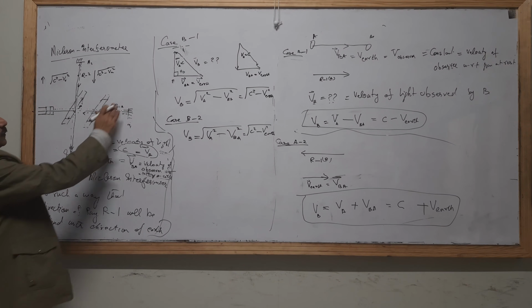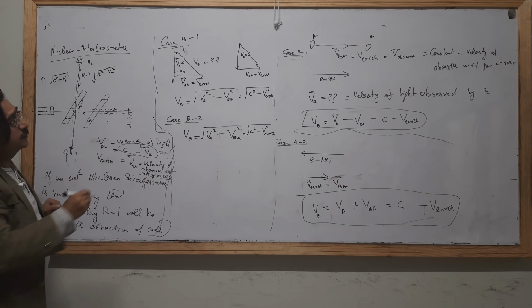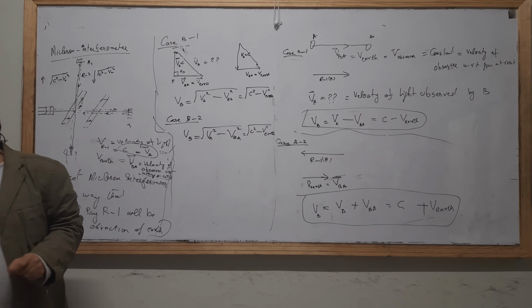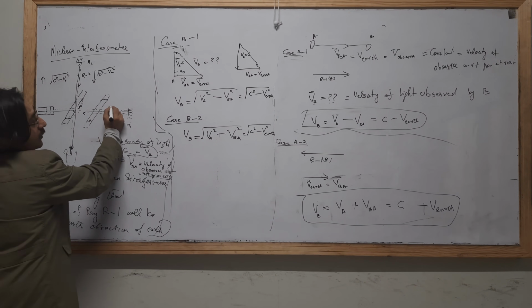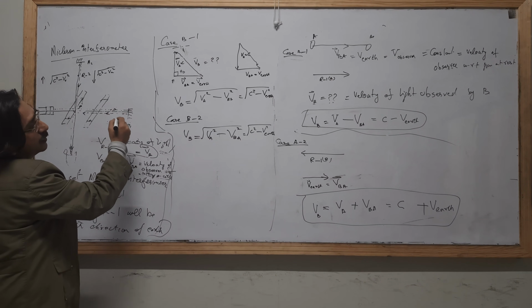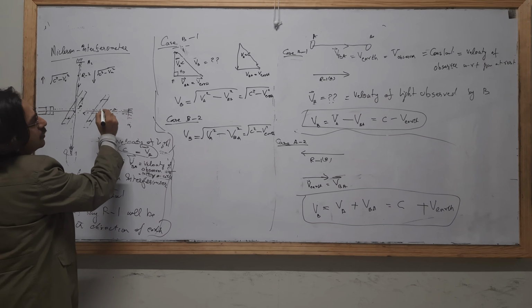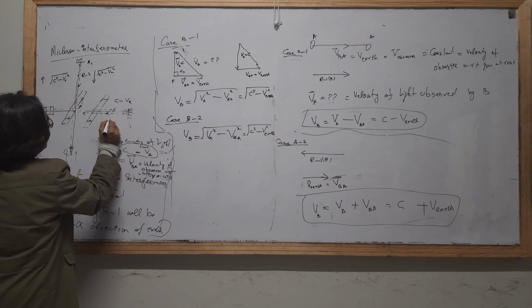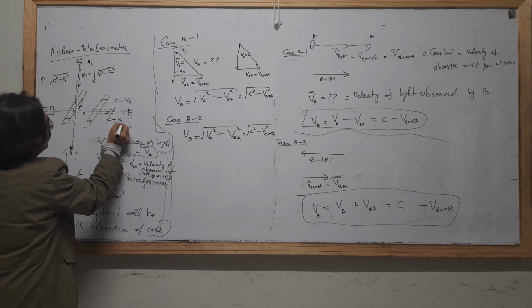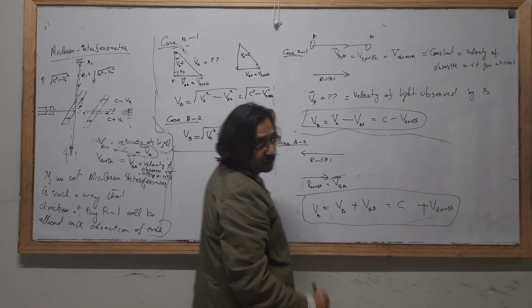When moving away, the formula is C minus VE, or here C plus VE. So these are the four cases.